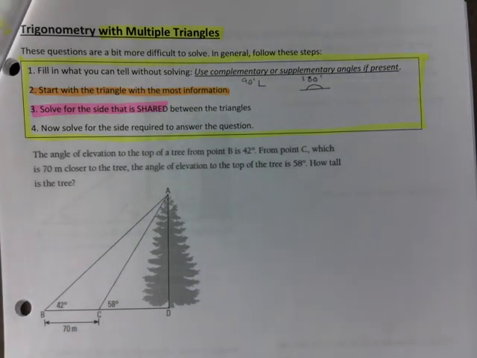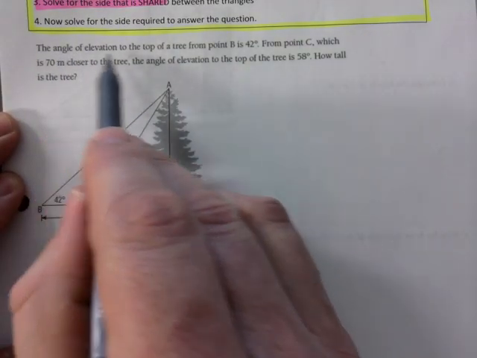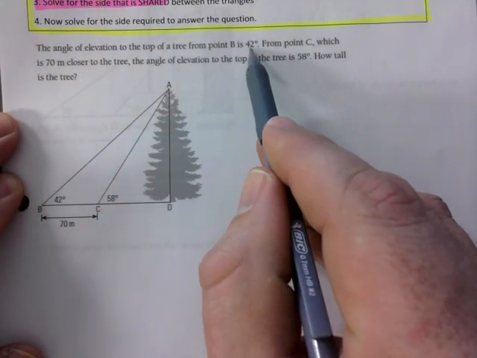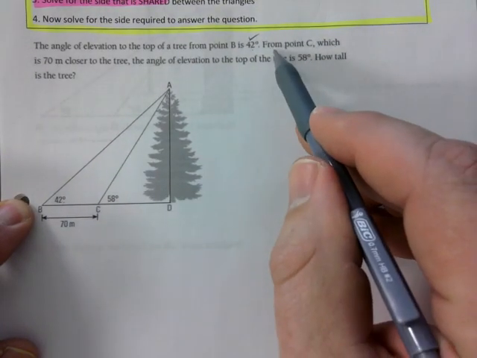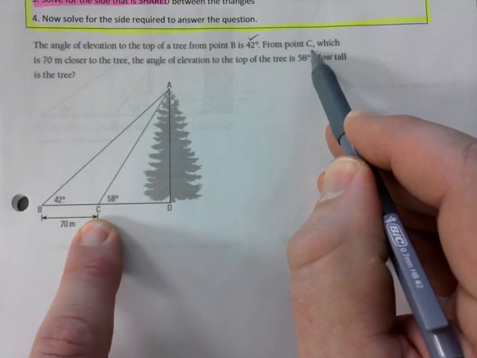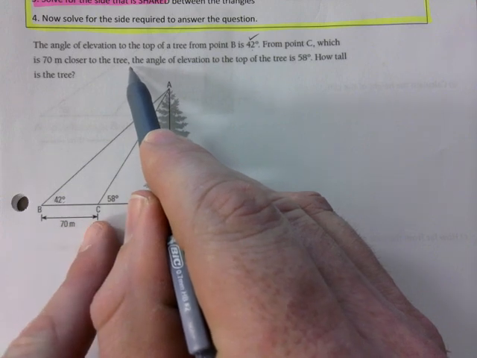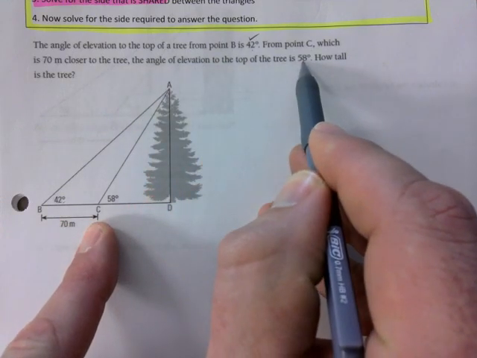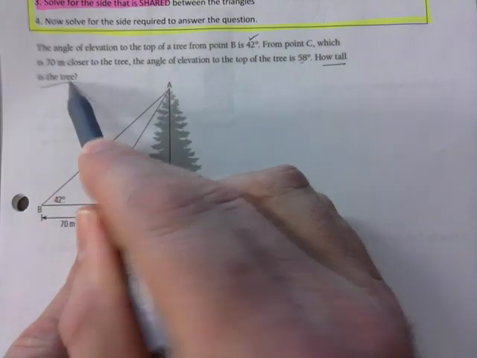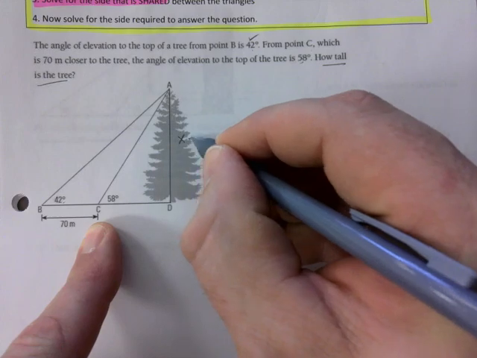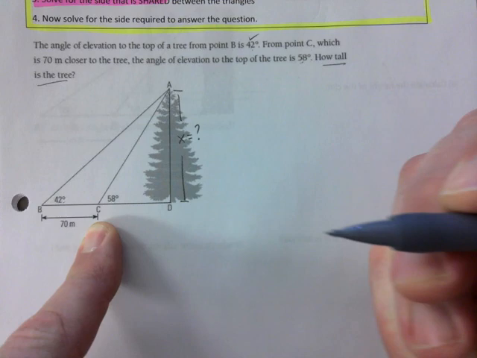Okay, here we go. Let's apply these 4 steps here. The angle of elevation to the top of a tree from point B is 42 degrees. That's already in there. Check, right? From point C, which is 70 meters closer to the tree, it does make sense. You're 70 meters closer. The angle of elevation is 58 degrees to the top of that same tree. How tall is the tree? I'm going to call this X. That's our ultimate. They want to know how tall is that tree.